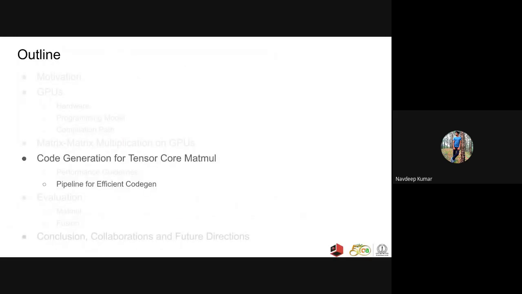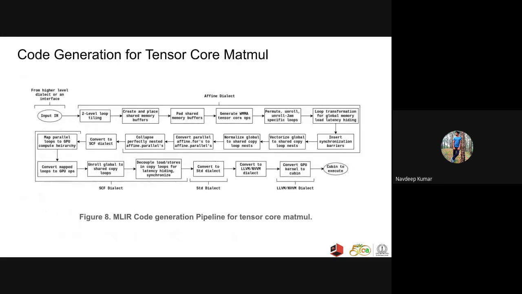Now, having discussed all of these things, we will move on to the pipeline that we have put together in MLIR for this matrix multiplication code generation. The pipeline encodes all of the optimizations that have been said before. This is the whole design of the pipeline. It's a collection of MLIR passes, and it assumes a high-level IR as input, like linalg or something similar. We assume the input to be an affine loop nest of 3 loops, which represents the matrix multiplication. We start off by doing the 2-level tiling.